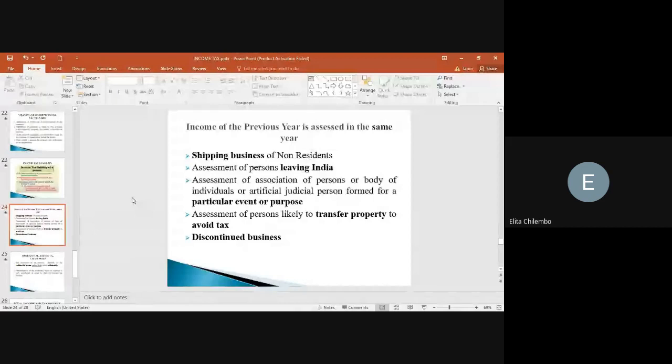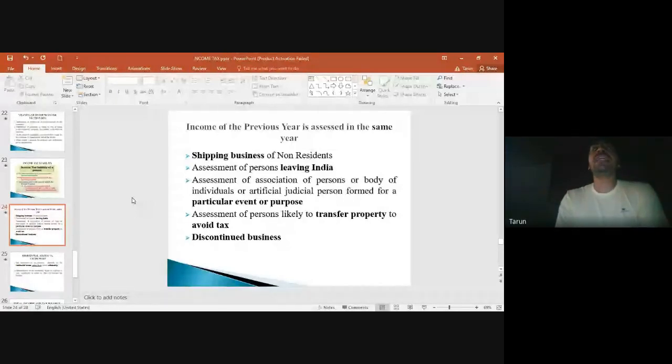If any non-residents who are doing shipping business from India to other countries or other states, or within the states of India, whatever income is earned from that shipping business, knowing that he or she is not resident in India and has no residential status in India, still their income will be taxable as he or she was in India, right?